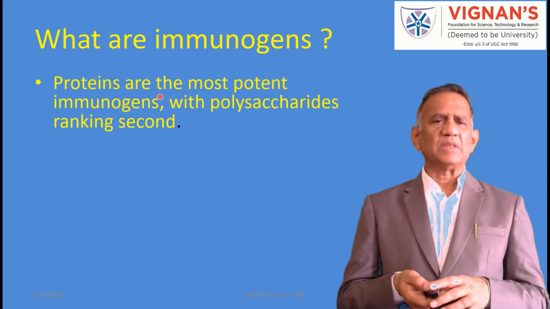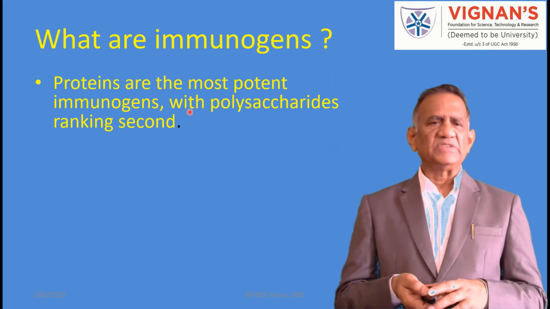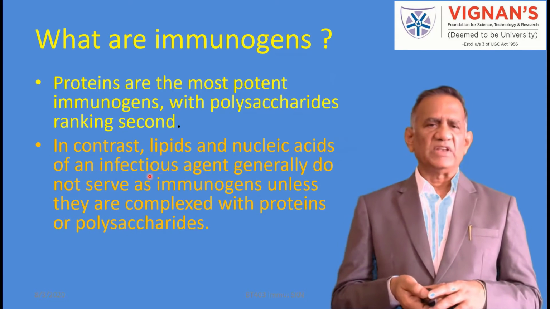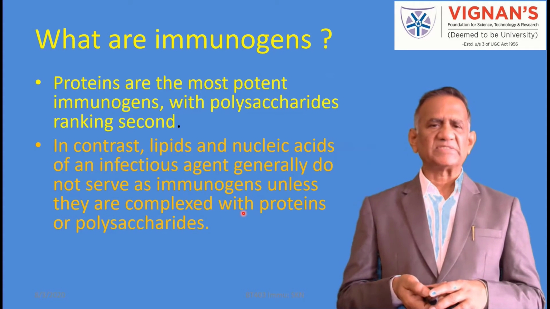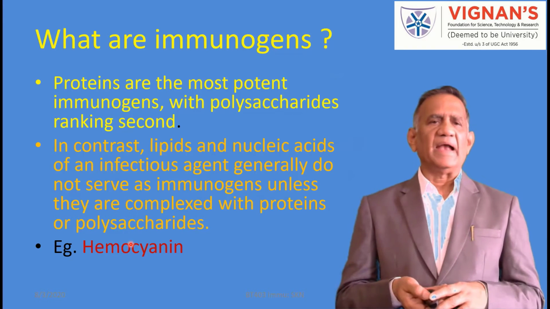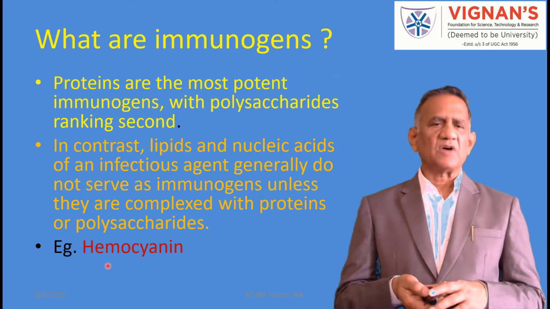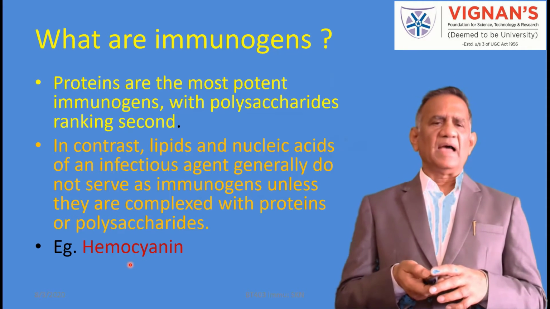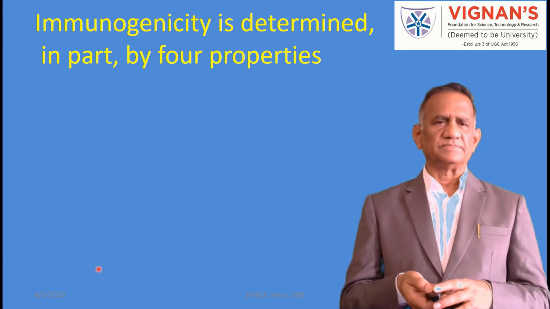What are immunogens? Proteins are the most potent immunogens because proteins are highly folded, with polysaccharides ranking second. In contrast, lipids and nucleic acids of an infectious agent generally do not serve as immunogens unless they are complexed with proteins. One of the best examples of an immunogen is hemocyanin. Hemocyanin is a copper-containing protein present in arthropods and mollusks. It has a molecular weight of more than 1 lakh daltons and has several epitopes, and hence it is considered one of the best immunogens.